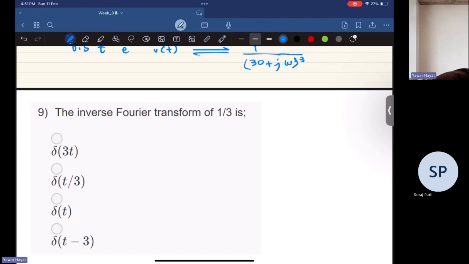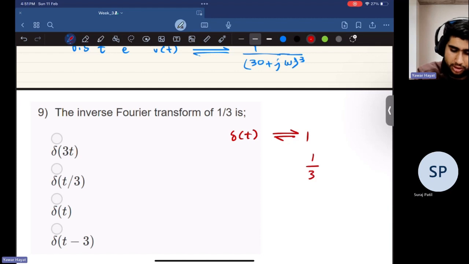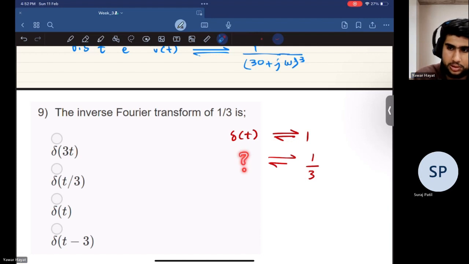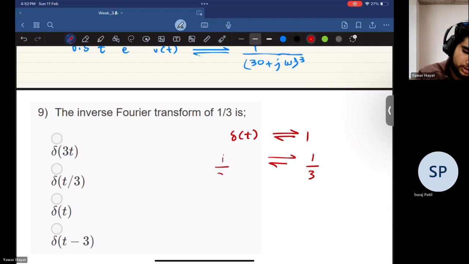See, I'll write the basic result for you guys. Given delta of t, the Fourier transform of delta of t is 1, right? So if we have 1 over 3, what should this be? Delta t divided by 3. We'll divide both sides by 3, right? Dividing both sides by 3 would give us this one.